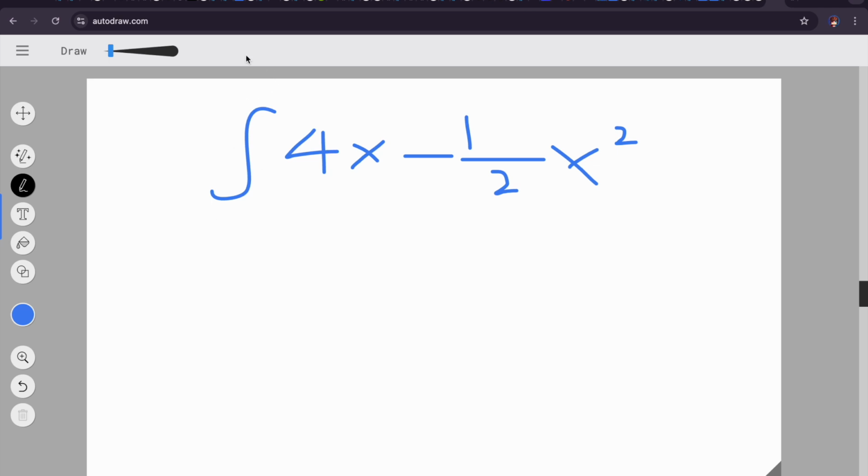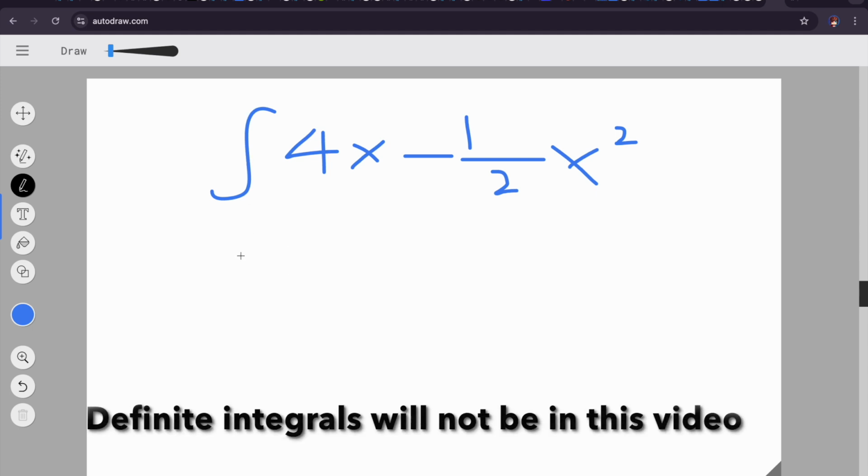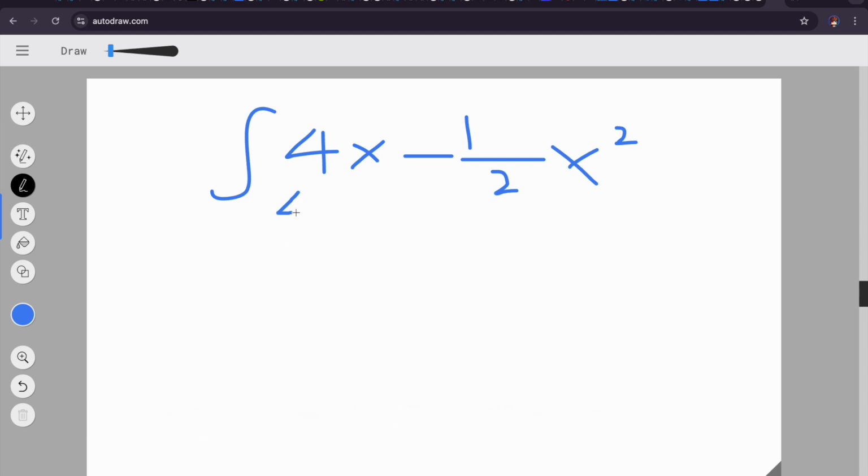You're not plugging any numbers in. You're just finding the antiderivative. So I'll show you the difference between an indefinite integral, which is what we're doing right now, and a definite integral. So this is how you do it. Take the 4x.